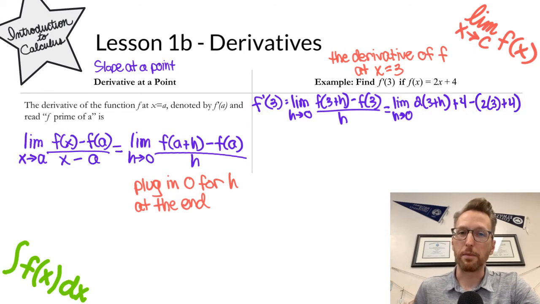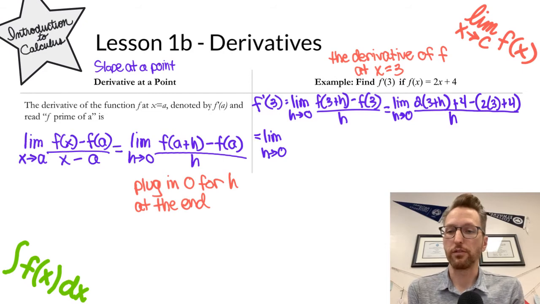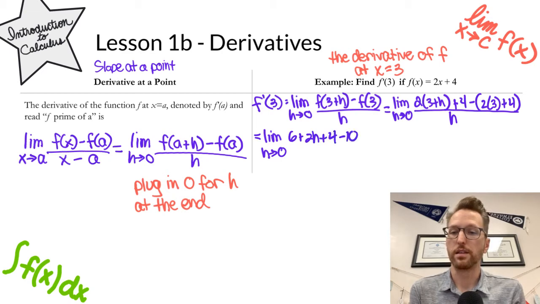All of that divided by h. Again, just notice that the 3 plus h and the 3 are just being plugged in to the function f as x. If we simplify the numerator, we'll get the limit as h approaches 0 in front, 6 plus 2h plus 4 minus 10. So I distributed the 2, I left the 4 there, and I noticed that 2 times 3 plus 4 is 10, divided by h.